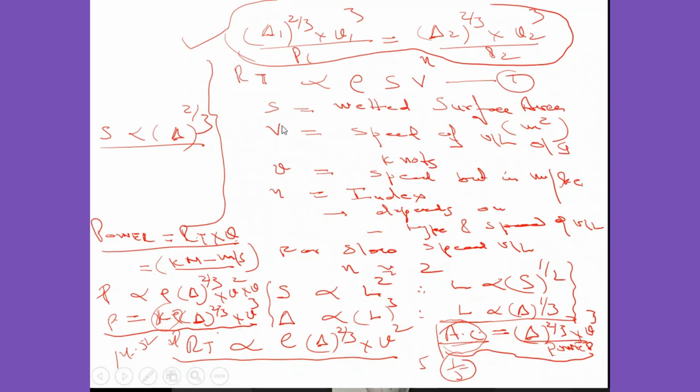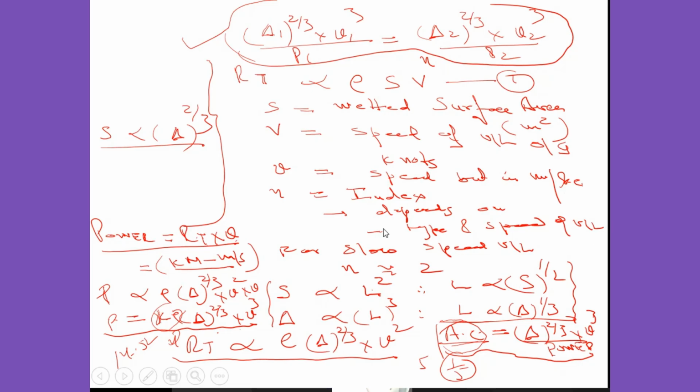Sir, I have one doubt. Yes, please. Sir, in RT, the velocity we have taken in knots. And in power, one uses small v, which is meter per second. Here you put the v cube. So before that, we have to change the units also.